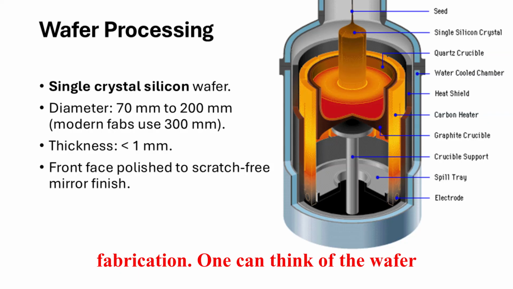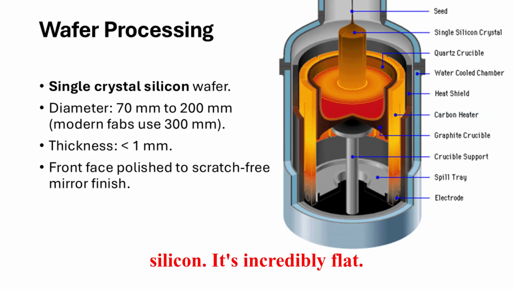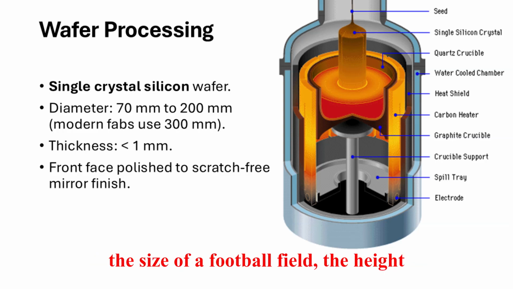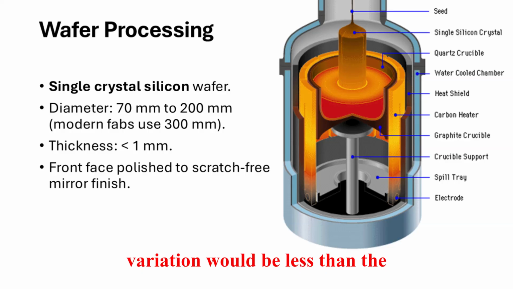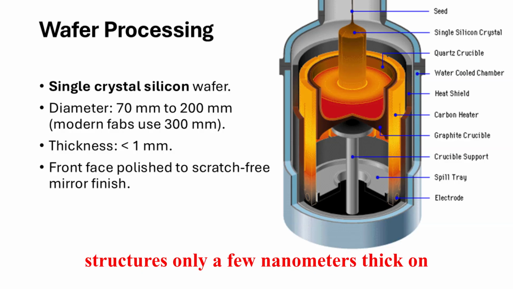One can think of the wafer as a mirror-polished plate made from pure silicon. It's incredibly flat. Analogously, if we consider a wafer up to the size of a football field, the height variation would be less than the thickness of a hair. This smoothness is critical because we're going to build structures only a few nanometers thick on it.